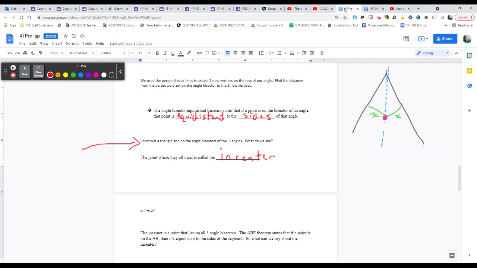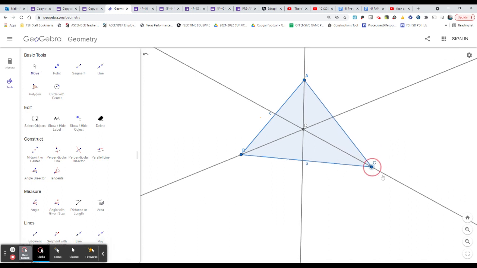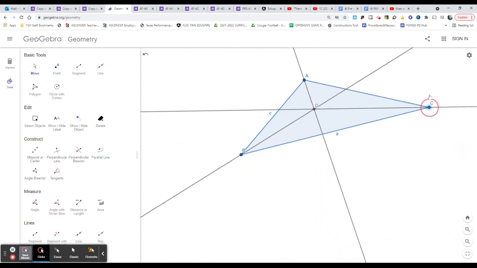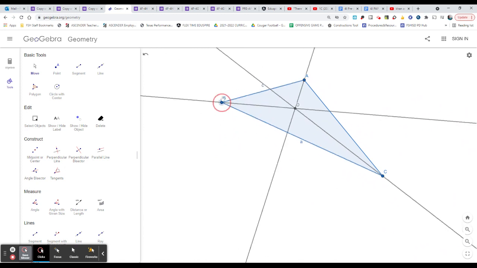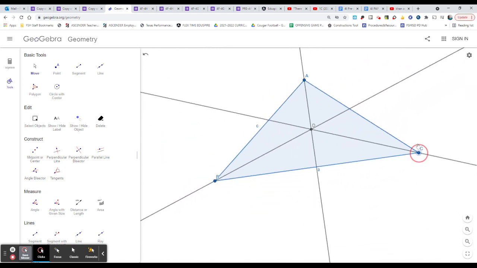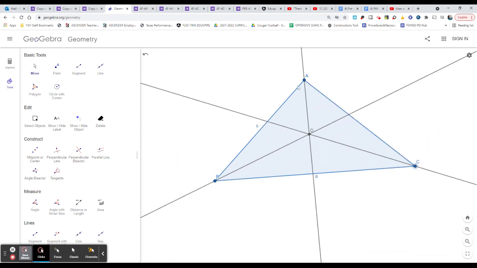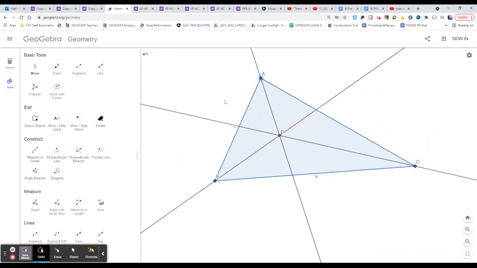So we'll go back to our notes. The point where those three angle bisectors meet is called the incenter. And again, they're always going to meet in one spot. If we look at the triangle as we move it here, the three angle bisectors, the things that are cutting the angles in half, all meet at that point. They're always going to meet at one point.